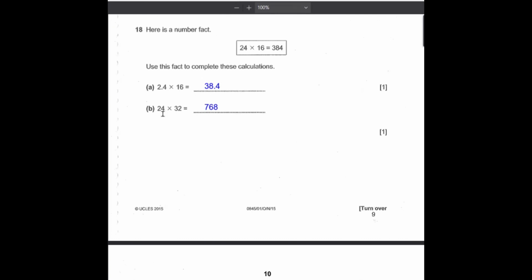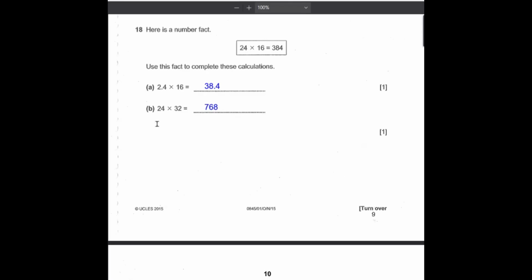This one is 24 multiplied by 32. If you see 24, it's still 24. The 32, we double the 16. Like 16 multiplied by 2 is equal to 32. That means we double it. When we double any one of the numbers, that means we double the answer.